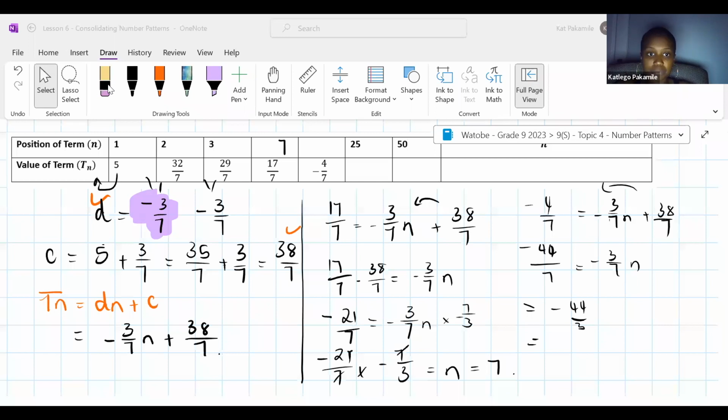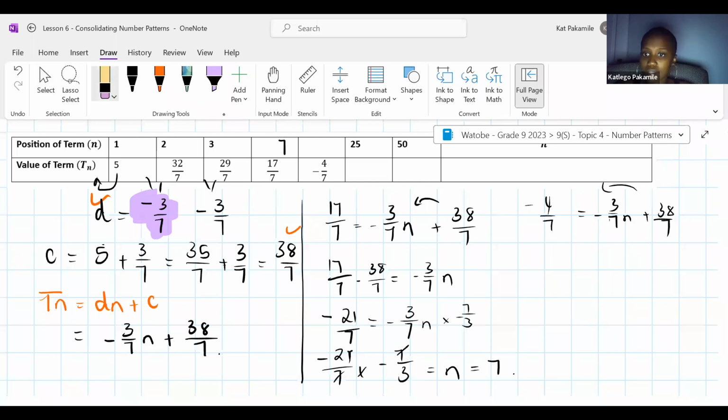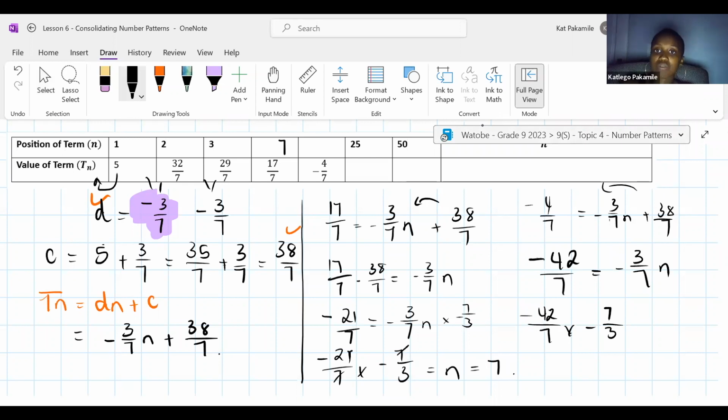Let's see. 4/7, take it over. 38 minus that, it's 42. That's where my mistake is. 42/7, not 44/7. And then it's going to end up with negative 42/7 times negative 7/3. Therefore, N is 14. That is indeed correct.